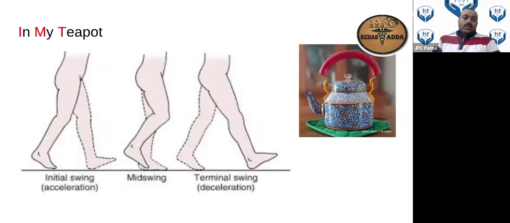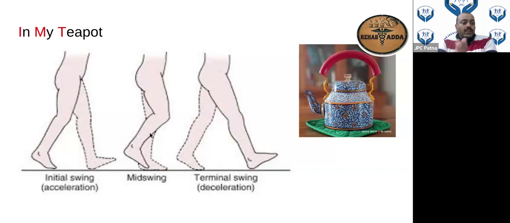So in your teapot, what is happening? I for initial swing, M for mid swing, T for terminal swing. Now in initial swing, what is happening? It is acceleration. Acceleration means your toe is about to rise. Now what is happening in the mid swing? The toe is almost in the air. Now the ankle is about to cross over the contralateral side. The moment it starts, it is called the mid swing.